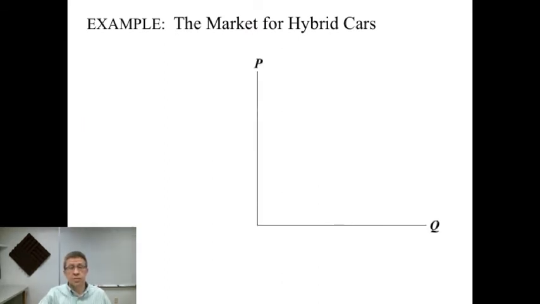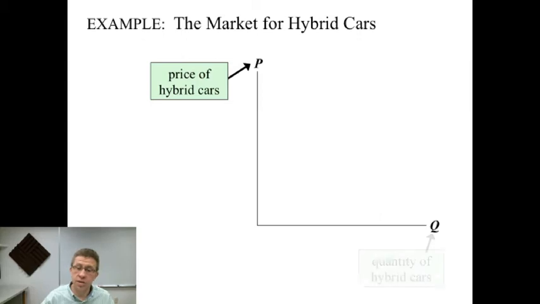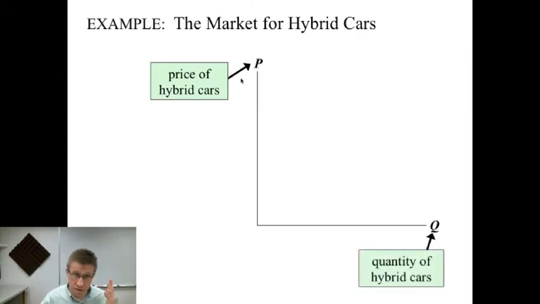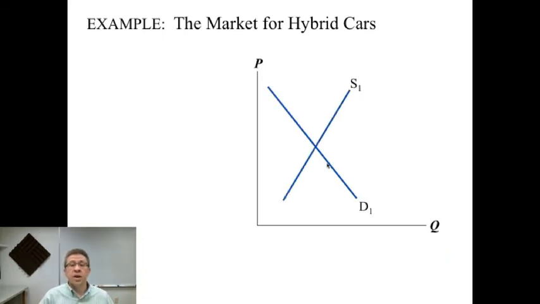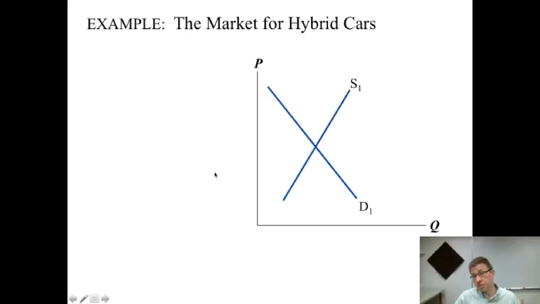So, the market for hybrid cars. First thing, once again, broken record time: quantity goes on the x-axis, price goes on the y-axis. Always, always, always. We have an initial demand and supply curve for hybrid cars. What does that give us? That gives us our initial equilibrium. We know what the price would be in the market, and we know what the quantity would be in the market based on the demand and the supply.